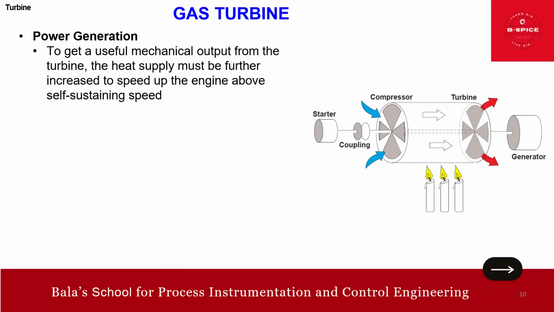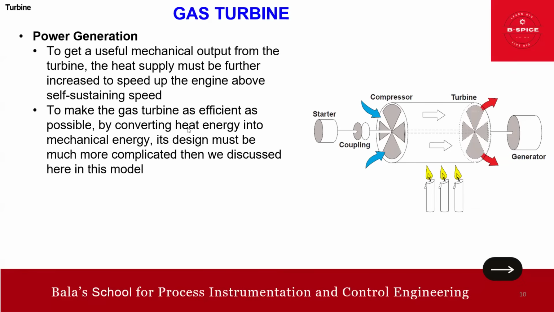Now power generation. To get a useful mechanical output from the turbine, the heat supply must be further increased to speed up the engine above the self-sustaining speed, right? To make the gas turbine as efficient as possible in converting heat energy into mechanical energy, the design must be more complicated than we discussed here. We just discussed a simple model, but practically that is not the case. It is more complicated than this model.